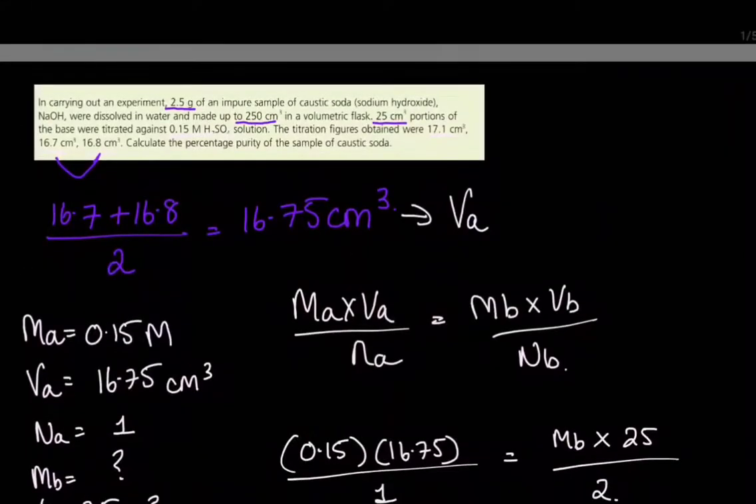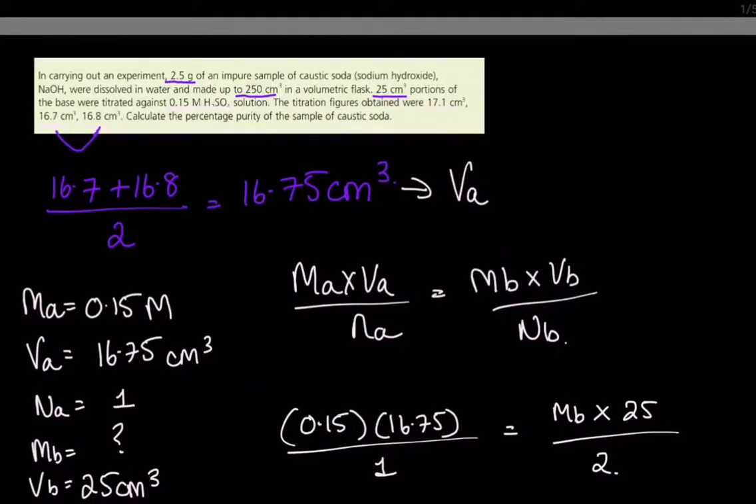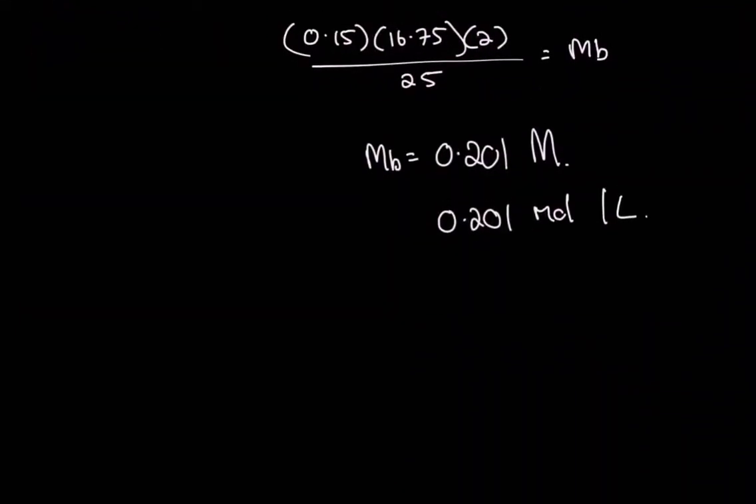Now let's look at the question again. So it said calculate the percentage purity of the sample of caustic soda. So we weighed out 2.5 grams of it. So obviously all of that isn't pure. So we need to figure out, based on our concentration, how much of it is pure.